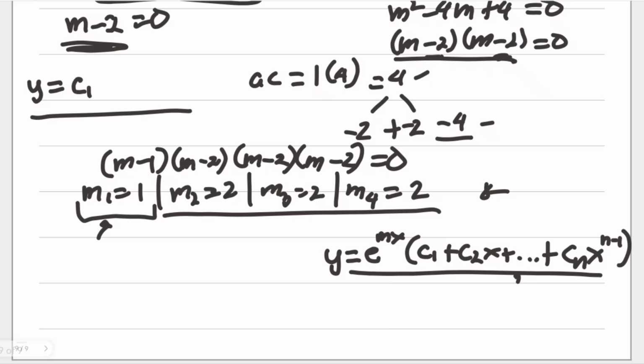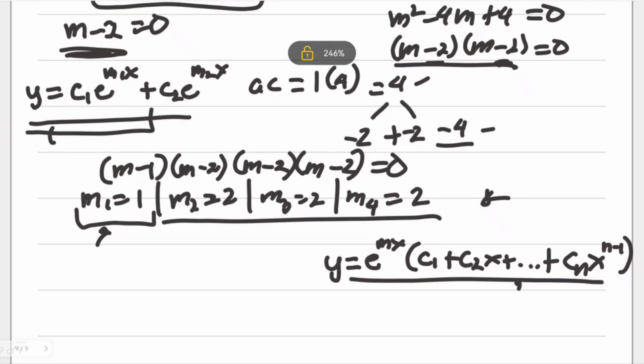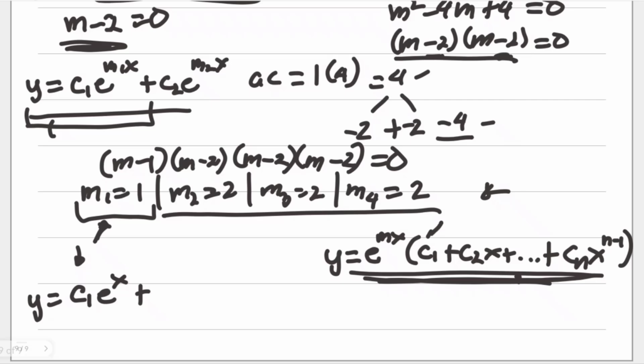You will have c sub 1 e to the power of m sub 1 x plus c sub 2 e to the power of m sub 2 x. But since we only have one distinct root, we'll have this first form. This will be our first form. So our final solution here is this. Let's have c sub 1 e to the power of 1x, or simply e to the x. That's for the first root. Now for the second root, which is repeated 3 times, we will be using this. And since we already used c sub 1 here, this will not be c sub 1 anymore. It's okay, they are arbitrary constants.